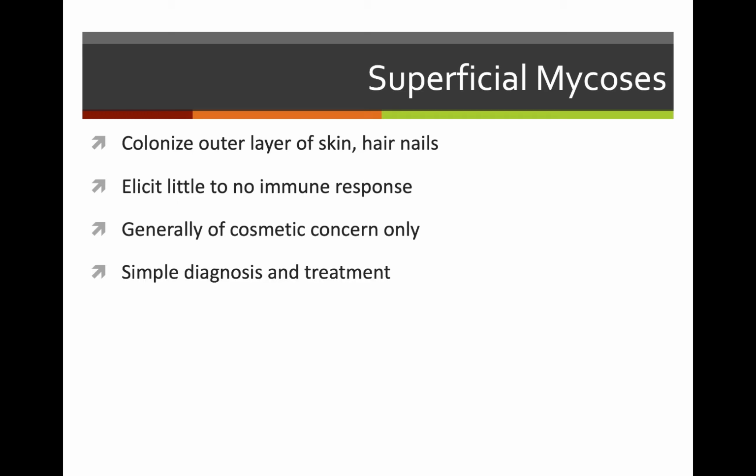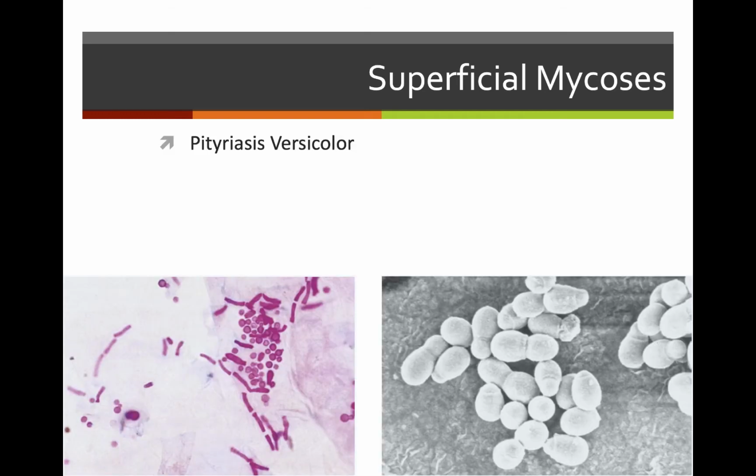They have a fairly simple diagnosis and treatment. Most of the time, people can just be prescribed some sort of ointment and everything's going to be fine. So the first superficial mycosis we'll talk about, pityriasis versicolor. This is what it looks like if you do a little skin scraping.